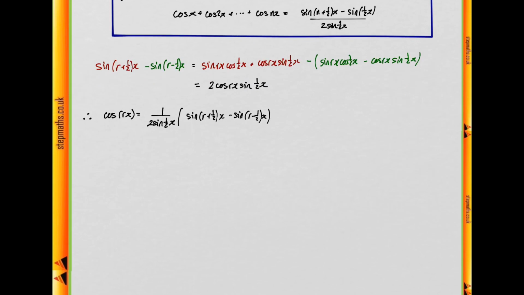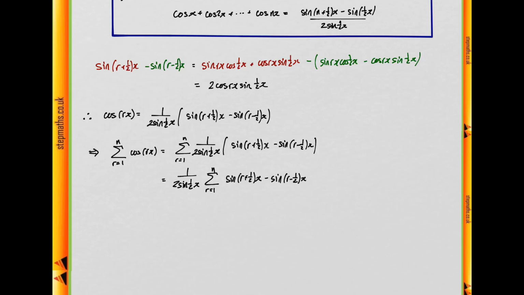Okay, so now how can we deduce the result that we're trying to get at? Well, if we sum both sides over r, from r equals 1 to n, we have this here. Noticing that 1 over 2 sine of a half x is independent of r, and is therefore just a common factor of all the terms in my addition, I can pull it out the front.